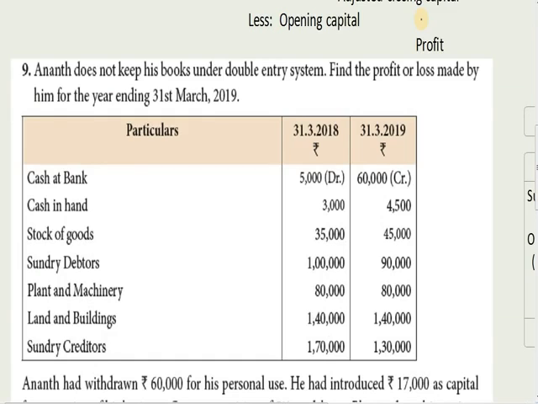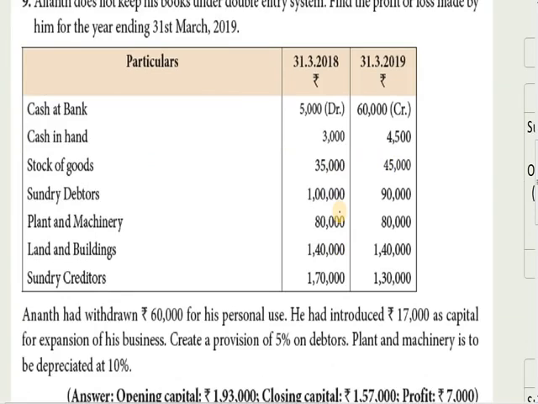Next, we shall discuss another problem. In this also, we are asked to find out profit or loss. We are given a list of balances as on 31st March 2018 and a list of balances as on 31st March 2019. And in the information part, we are given drawings and additional capital. And the extra information provided in this problem is we have to create a provision of 5% on debtors and plant and machinery is to be depreciated by 10%.